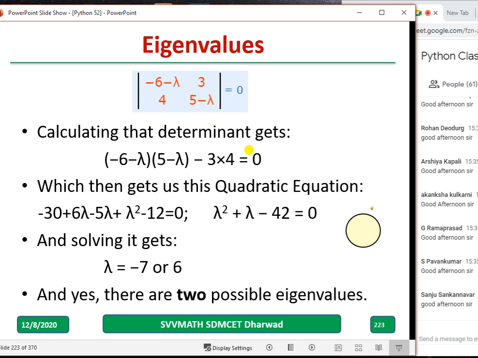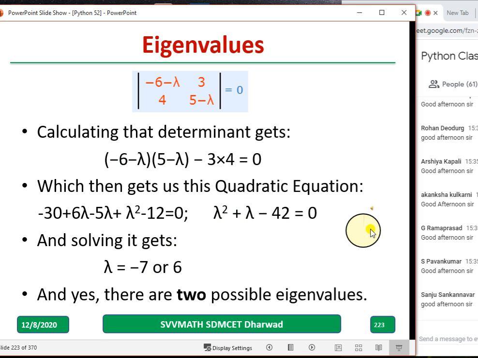The same I am taking and I am calculating. Minus 6 minus lambda, 5 minus lambda multiplying, 3 into 4 I am multiplying. Then I will rewrite the equation and I will simplify. I got lambda square plus lambda minus 42 equal to 0. And solving this, I will get lambda equal to minus 7 or 6.